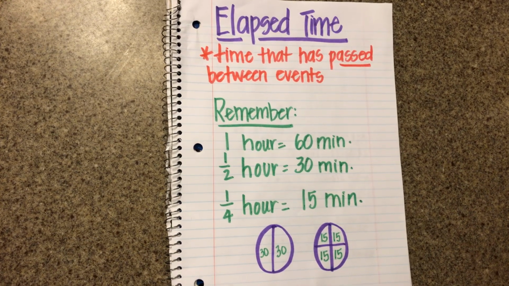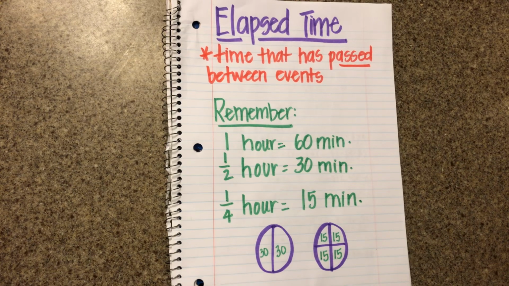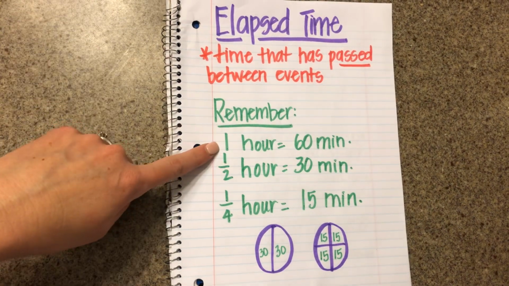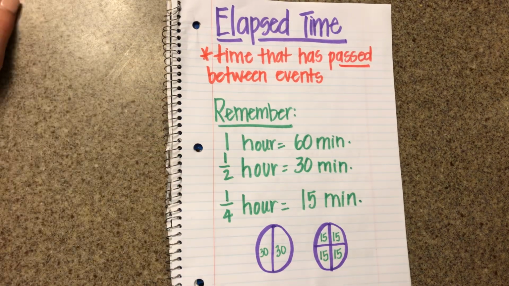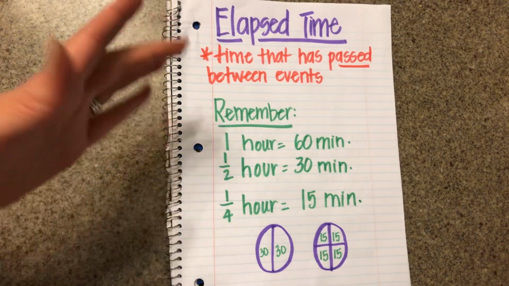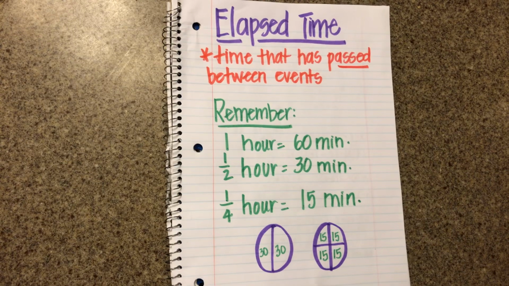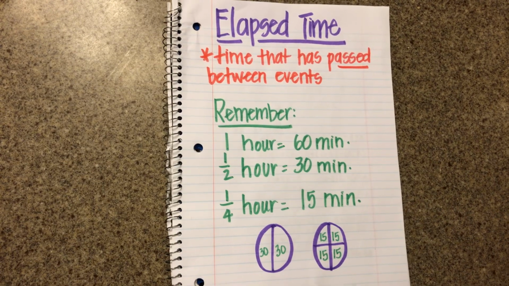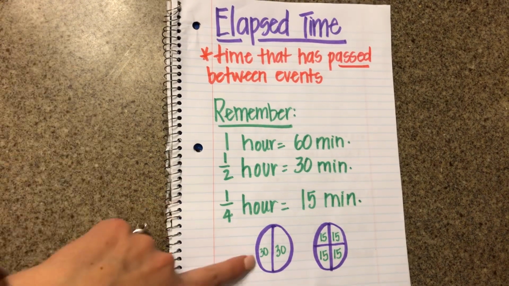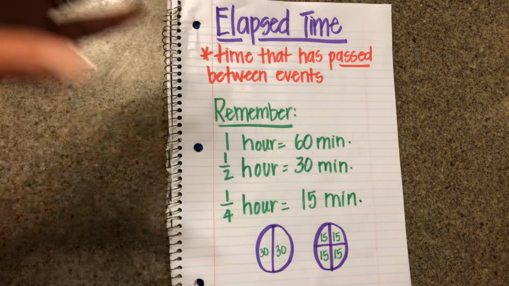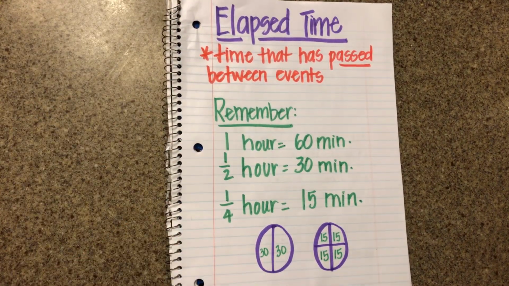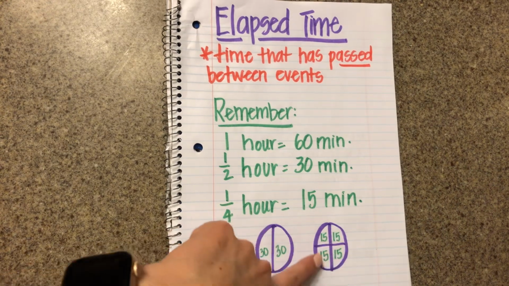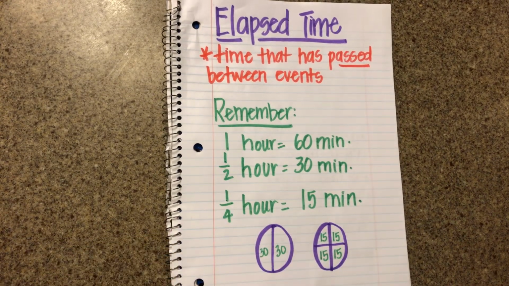A couple things to remember with time. Remember that 1 hour is 60 minutes, and half an hour is 30 minutes, and a quarter of an hour, or 1/4 of an hour, is equal to 15 minutes. So throwing in a little fractions there. When we look at the clock, the whole clock represents 60 minutes, halves of the clock represent 30 minutes, and each quarter of the clock represents 15 minutes.